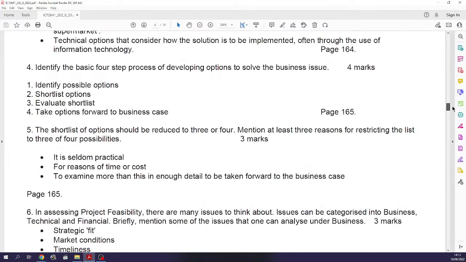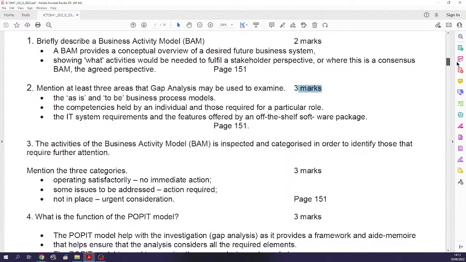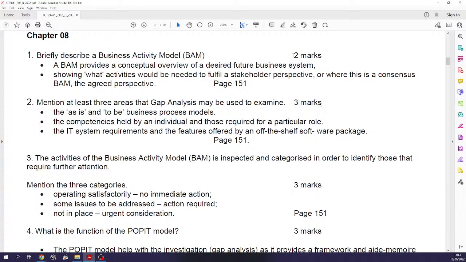So what I'm trying to say is, don't write too much. I don't know how the markers do it these days, but back then they would only read your first 2 points. If you wrote more than that, it wasn't considered, even if it was right. So answering a 2 mark question, you give 2 points, concisely and to the point. You say, okay, briefly describe the business activity model. You say, this is what it is, and then you briefly describe it. Essentially, you see what I'm saying.